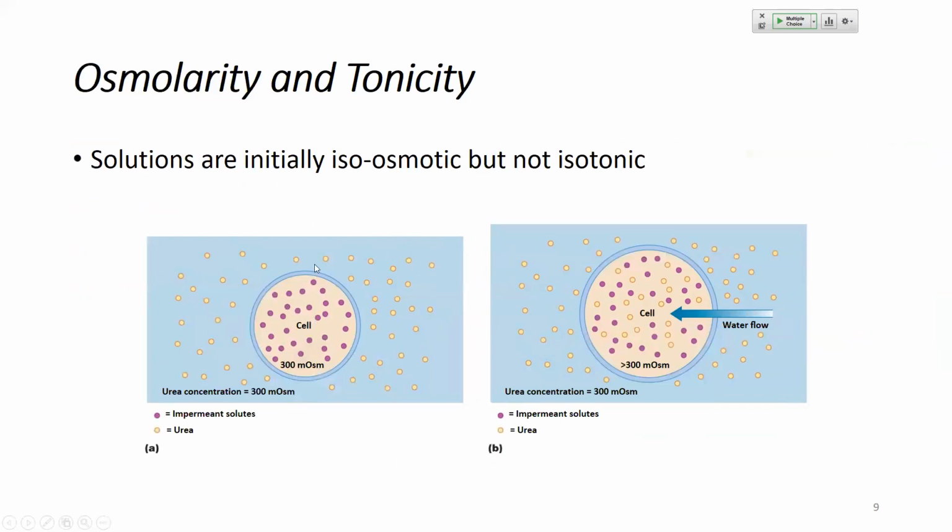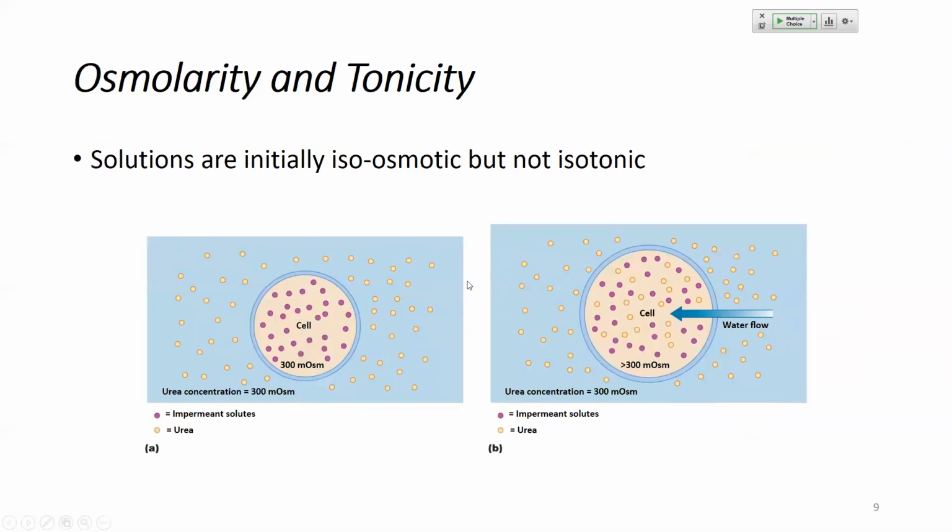Now you want to bear in mind that this membrane is not permeable to the solute inside, right? That solute in purple. So the osmolarity, as I mentioned before, is going to take all the solutes into consideration, whether the membrane is permeable to them or not. Okay, so we have an equal osmolarity across this membrane, and so we say that this solution is isoosmotic.